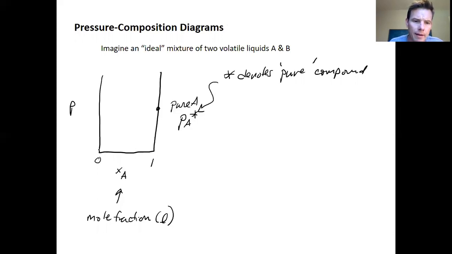So again, if I have no A, I'm going to have no partial pressure associated with A. The question is, how does the partial pressure of component A behave in between? And as you might guess, it makes a straight line.